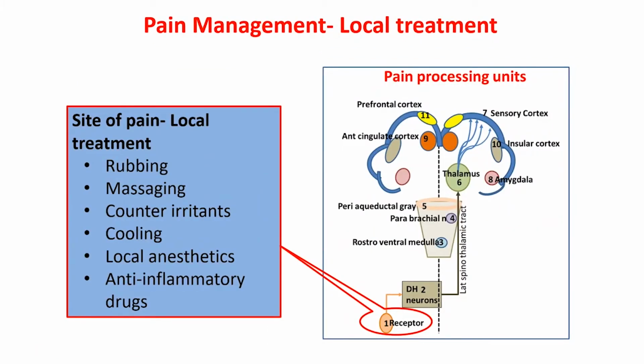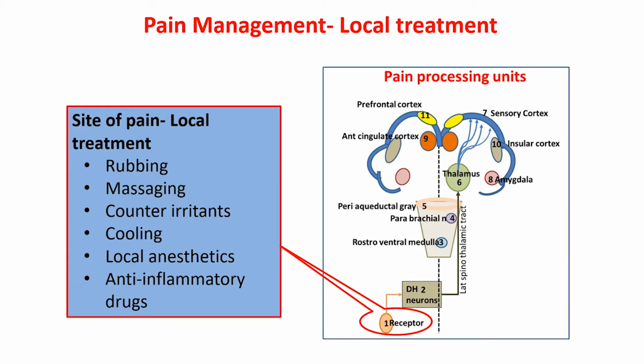If you are looking at the local treatment in the management, usually immediately after pain, there is a rubbing or a sort of touching, so that there is improved circulation. That would help to move away the chemicals which are accumulated because of the tissue injury or whatever.